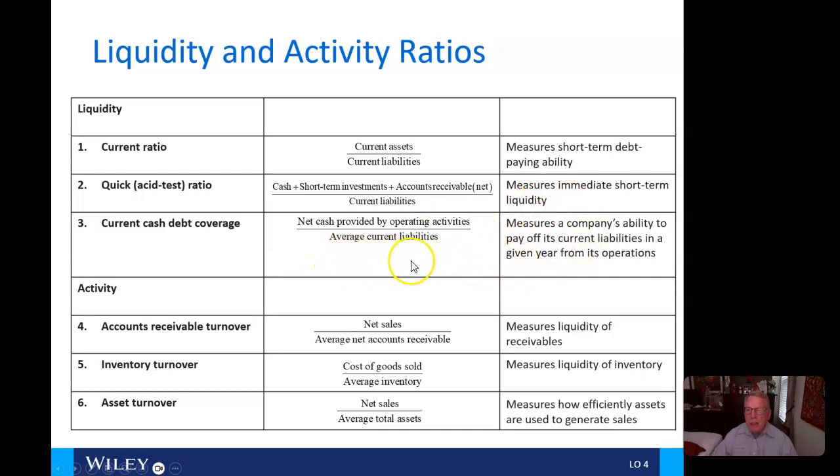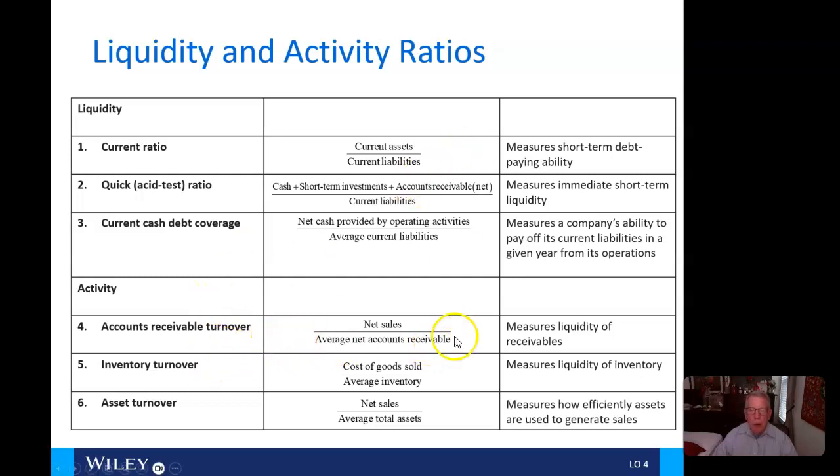Our current cash debt coverage is the net cash provided by operating activities divided by your average current liabilities. Average means we take our beginning current liabilities and our ending current liabilities, add them together, and divide by 2. That measures a company's ability to pay off its current liabilities in a given year from its operations.